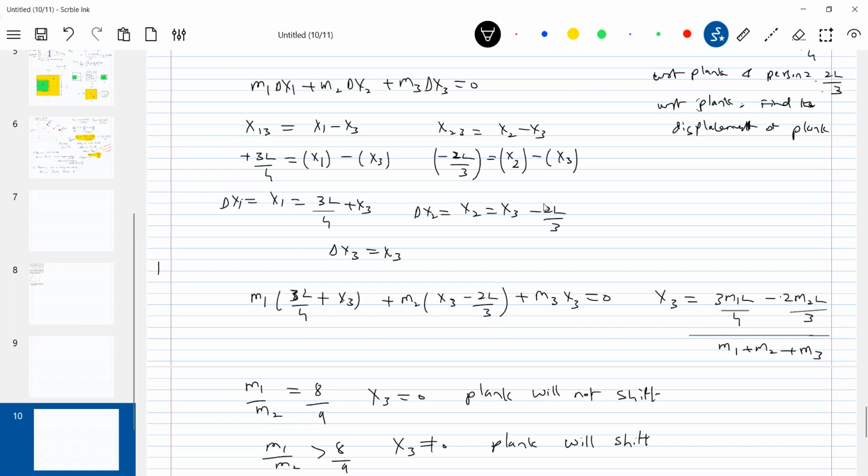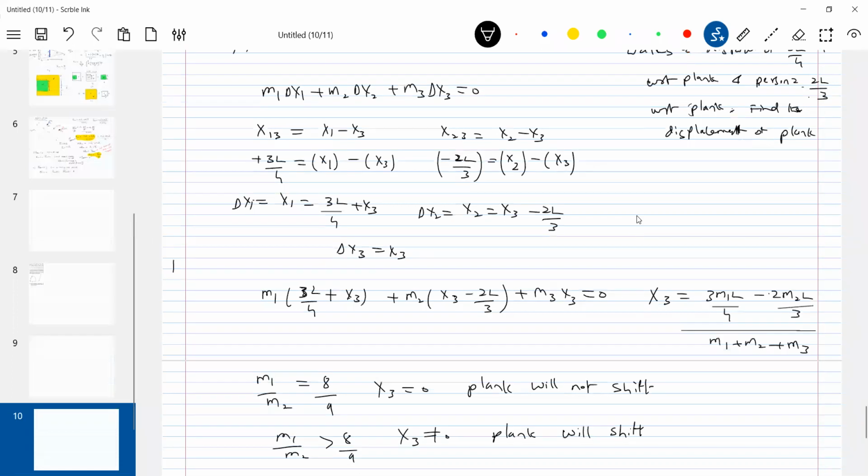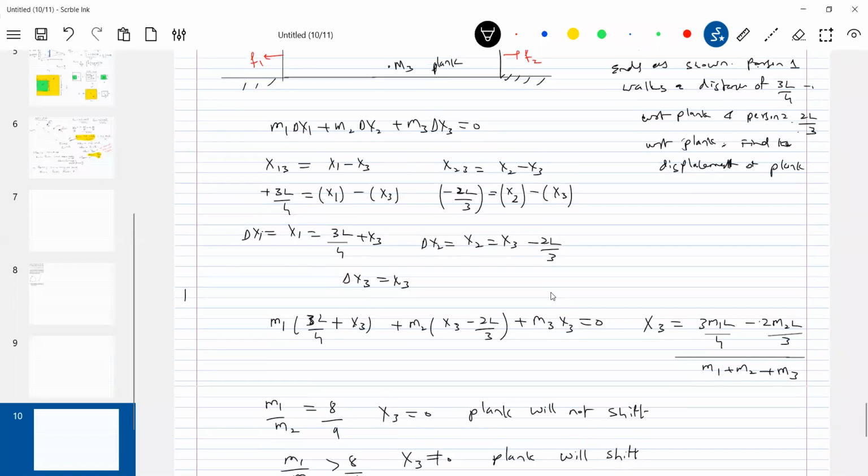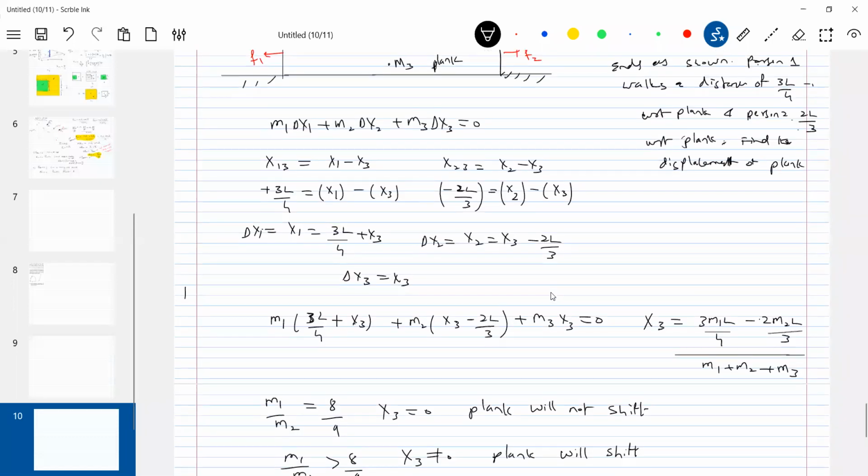Now, the interpretation of the sign of x3 is very important. x3, if I get positive, what should I assume? In the numerator, it should be minus 3 M1 L by 4 plus 2 M2 L by 3. Sir, any calculations I have to check? The sign, sir. Yes, sir, fine.